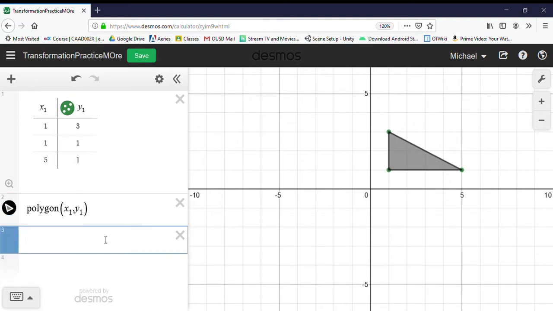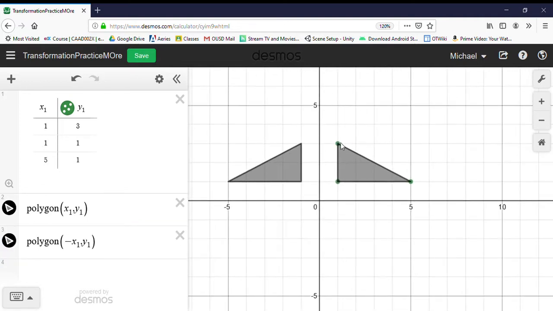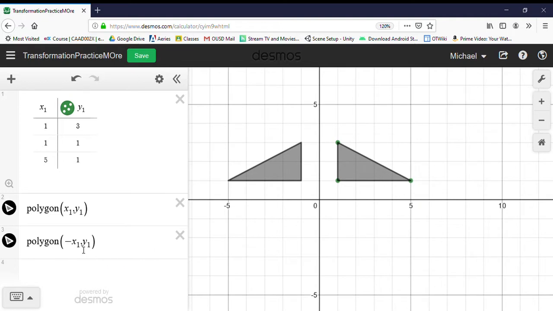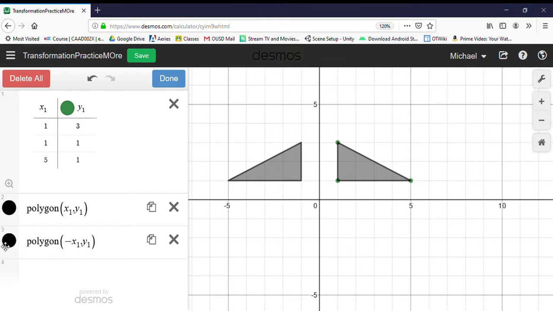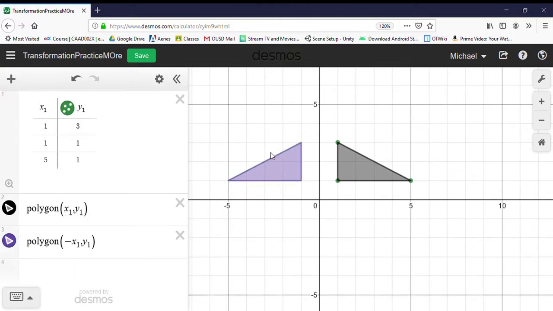Okay, so I'm just going to try a couple of combinations, and we're going to identify what they are. So the first thing I'm going to try is, oops, got to do it the right way. We're going to just try negative x1, y1. Okay. And it seems pretty clear that that is a reflection across the y-axis, going straight up and down there. It's the y-axis. So negative x1, y1. And let's change the color of this so it's a little more exciting. Make it purple. Okay, so that's that one.